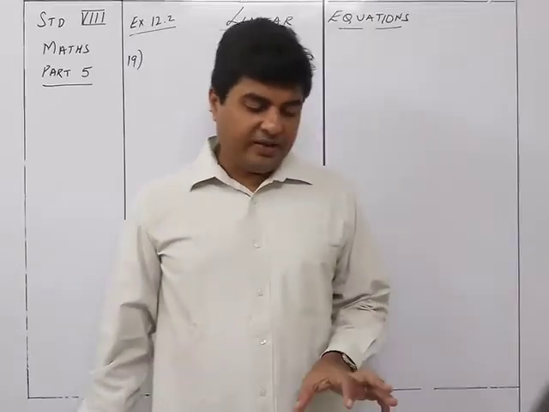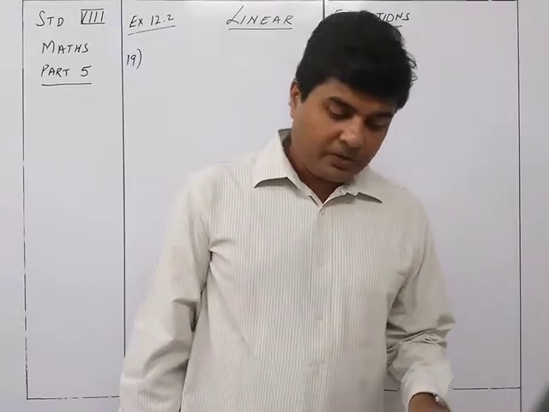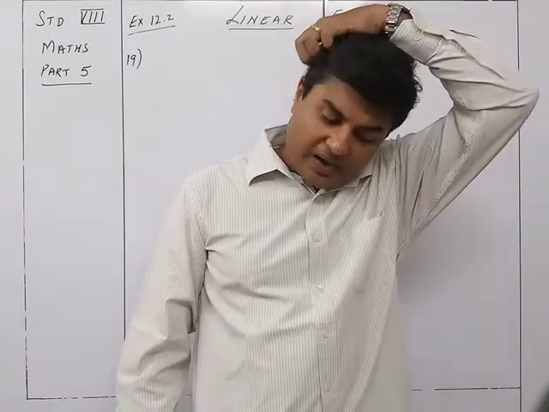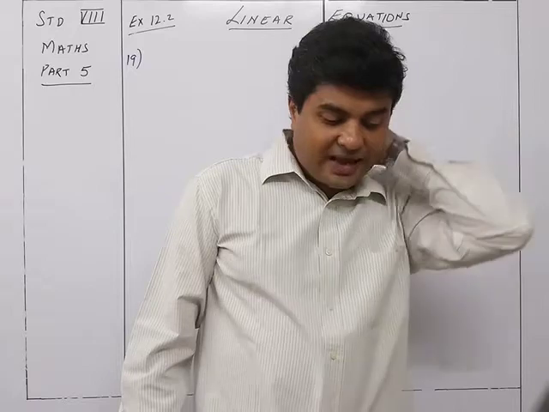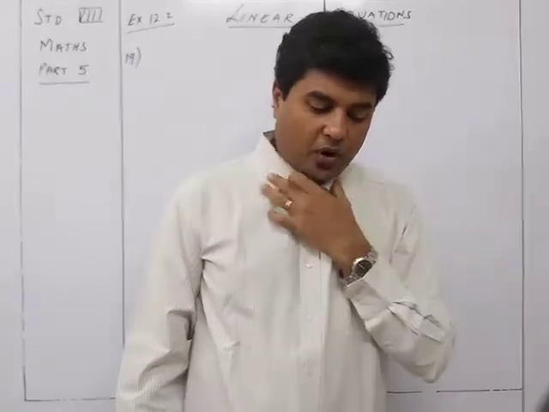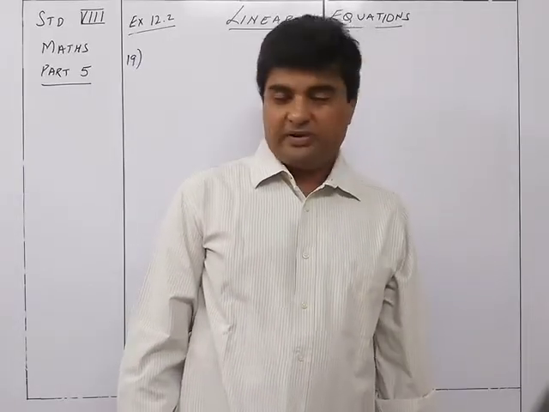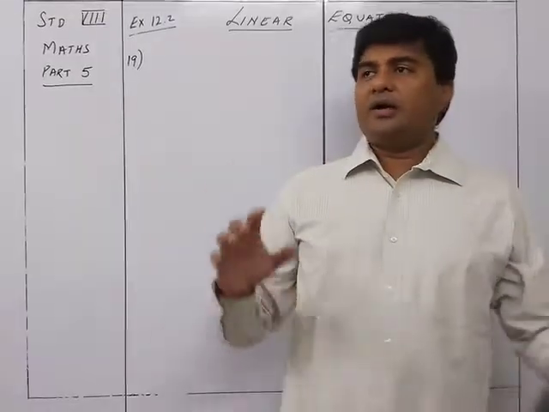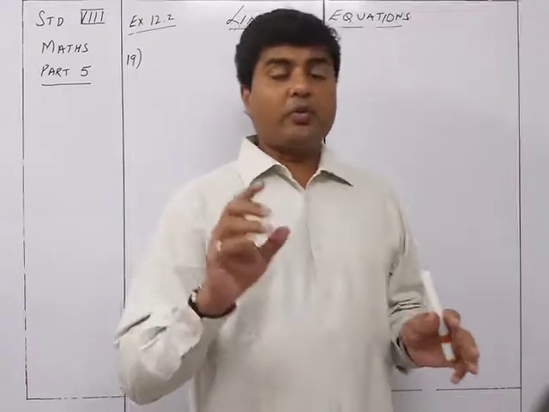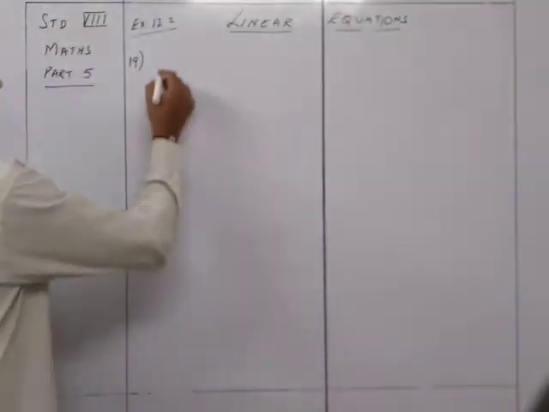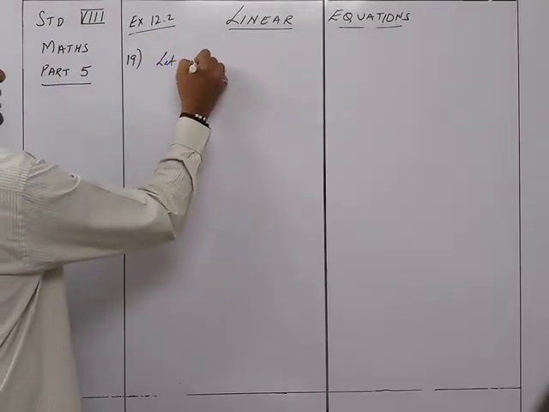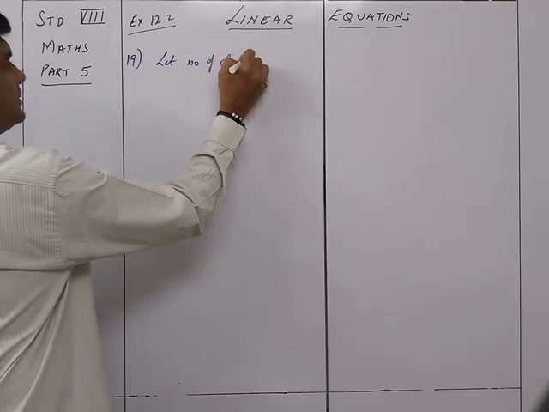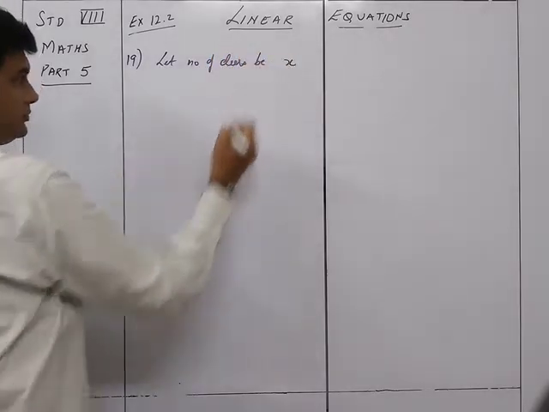Half of a herd of deer are grazing in the field, 3/4 of the remaining are playing nearby, and the rest 9 are drinking water from the pond. Find the number of deer. Okay, very nice question. You have got a herd of deer. So what we'll do is first of all consider that the number of deer be x.